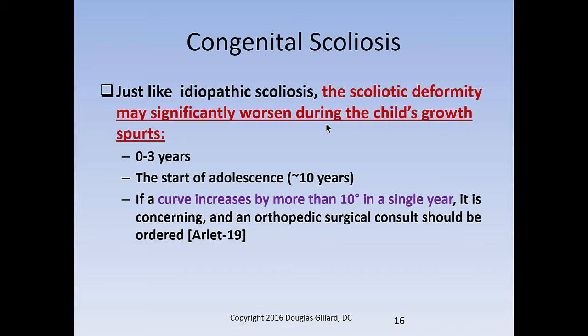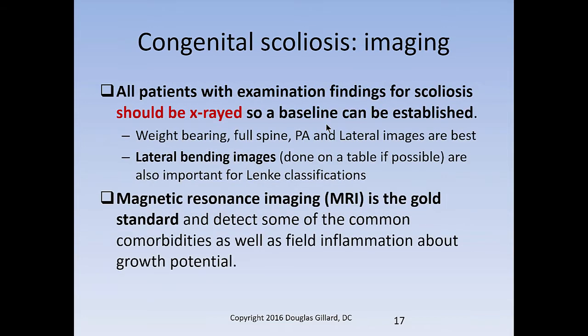And the rule is, if the curve increases by more than 10 degrees in a single year, it is concerning, and you need to probably initiate an orthopedic surgical consult, assuming they have a curve. If they have a little 20 or 15 degree curve, you can keep watching it. But if now the curve is up to 40 degrees, off they go to the orthopedic spine surgeon that you commonly work with.